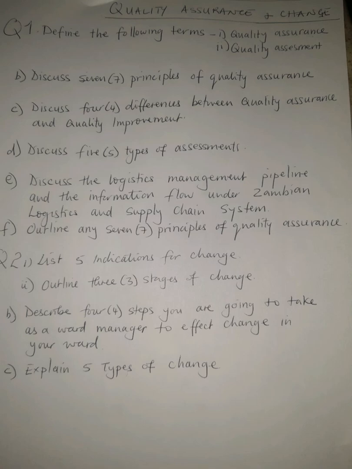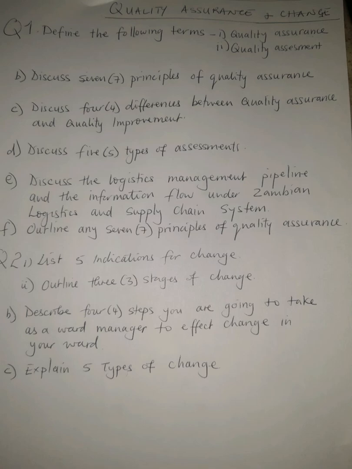So in summary, the indications that we have for change: number 1, conflicts. Number 2, introduction of new technology. Number 3, changing needs of the society, for example, new diseases like COVID-19. Number 4, changes in service delivery system. Number 5, fresh ideas and knowledge. Number 6, new case management processes and procedures. And number 7, introduction of new drugs.